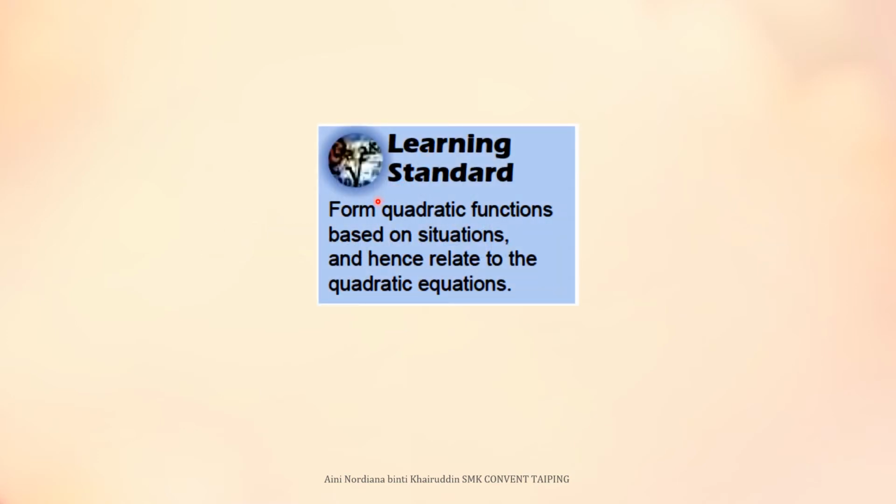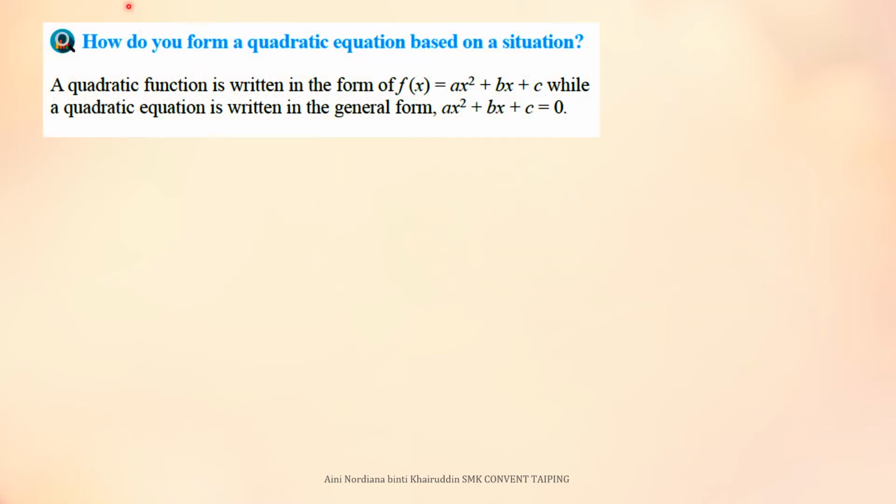A second learning standard: form quadratic functions based on situation and hence relate to the quadratic equation. How do you form a quadratic equation based on a situation? A quadratic function is written in the form of f(x) equals ax squared plus bx plus c, while a quadratic equation is written in the general form ax squared plus bx plus c equals 0.